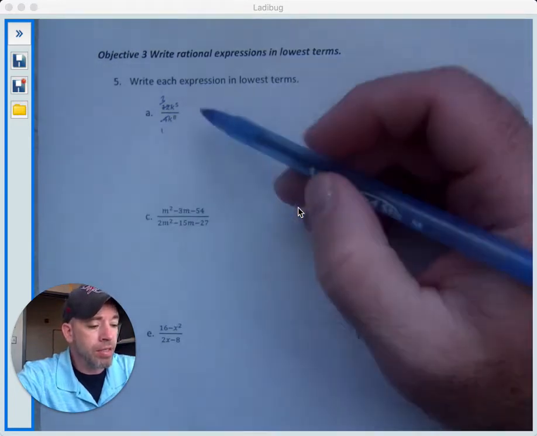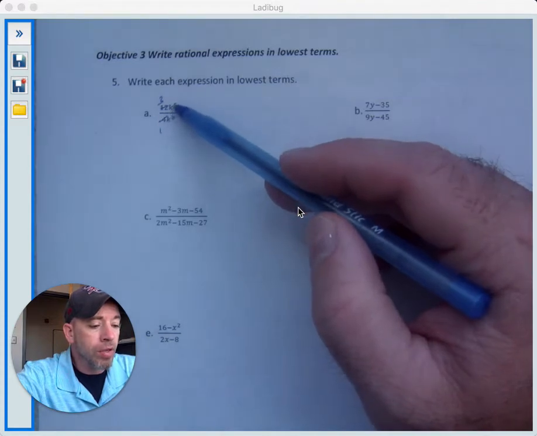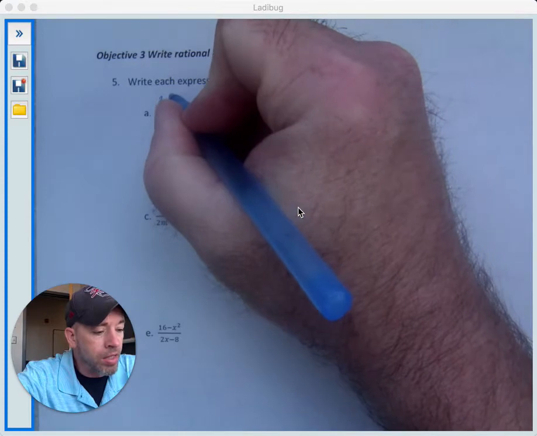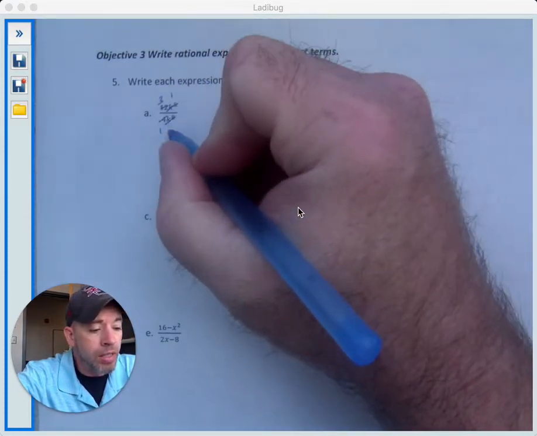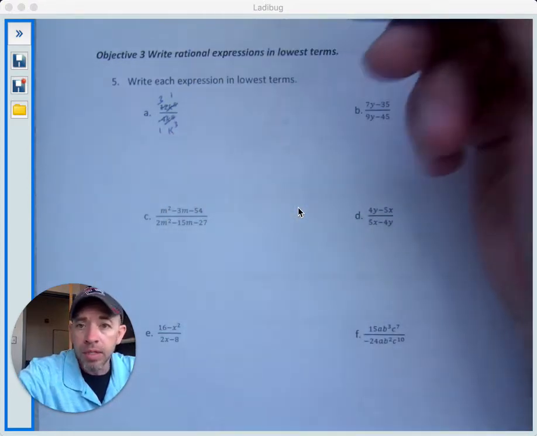Now we also have these expressions with k. So k to the 5th will go into k to the 8th, right? K to the 5th will go into k to the 5th once. K to the 5th will go into k to the 8th, k cubed times, because k to the 5th times k cubed is equal to k to the 8th.